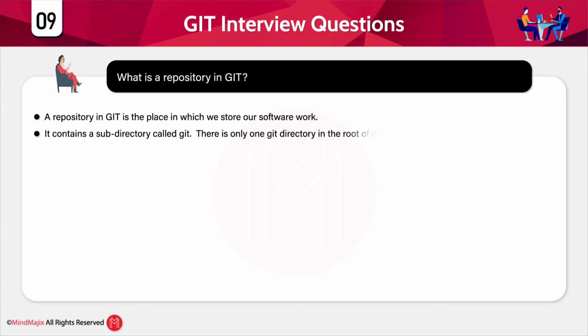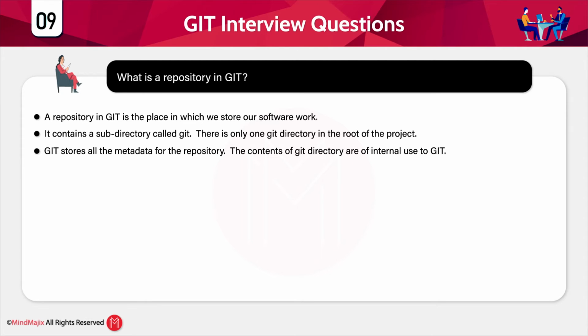It contains a subdirectory called .git. There is only one .git directory in the root of the project. This .git is a local repository, a hidden directory. Git stores all the metadata of the repository.